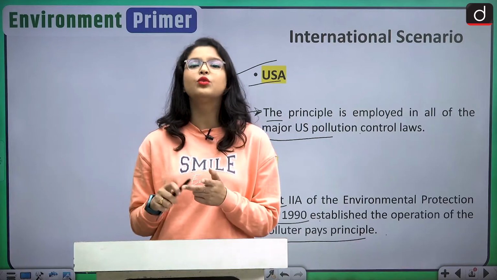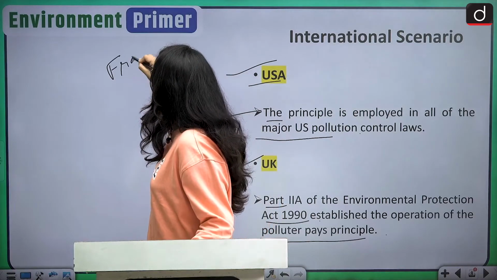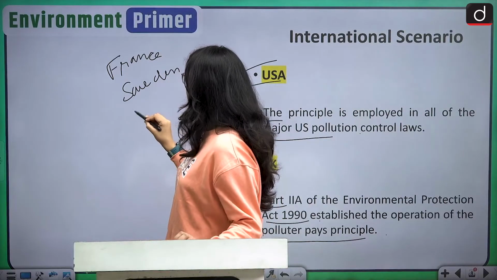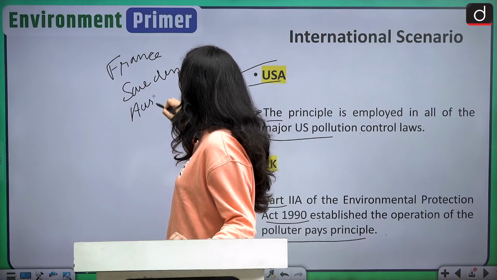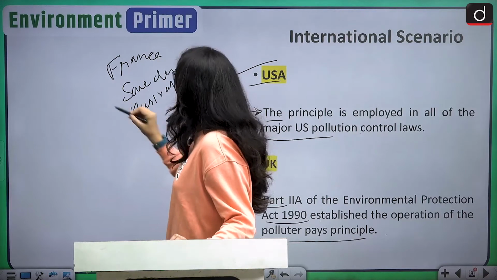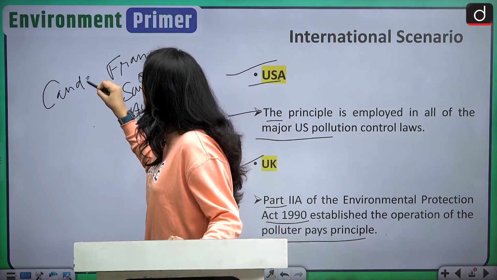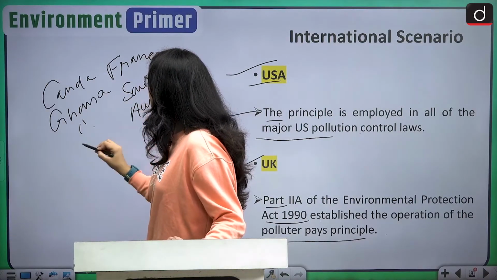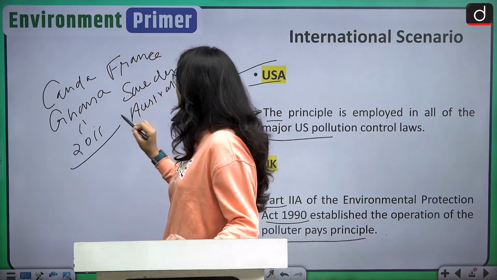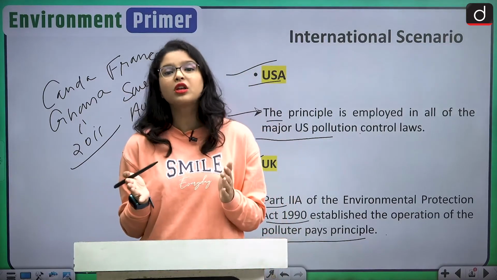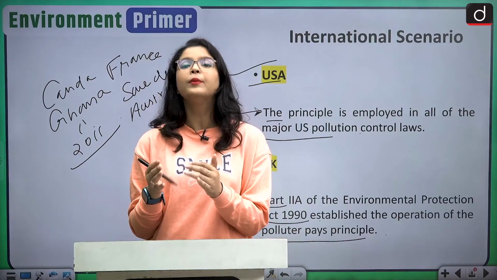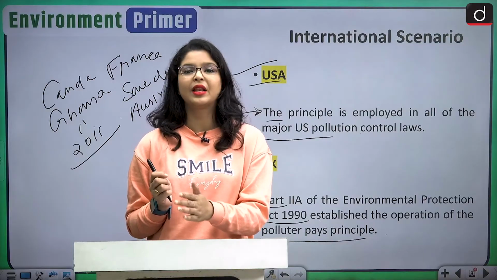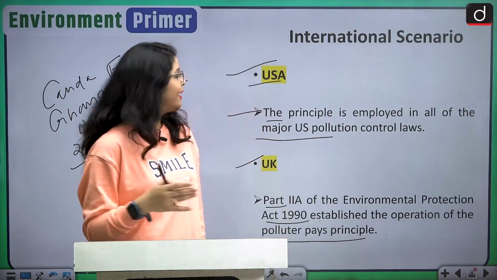Not only the US and UK, in fact France, Sweden, other countries such as Australia, Canada, and lately Ghana as well. The Polluter Pays Principle was introduced in Ghana in the year 2011. So all of these countries across the world acknowledge the Polluter Pays Principle, and this is an international environmental law principle. Now let us discuss how it is applied in India.